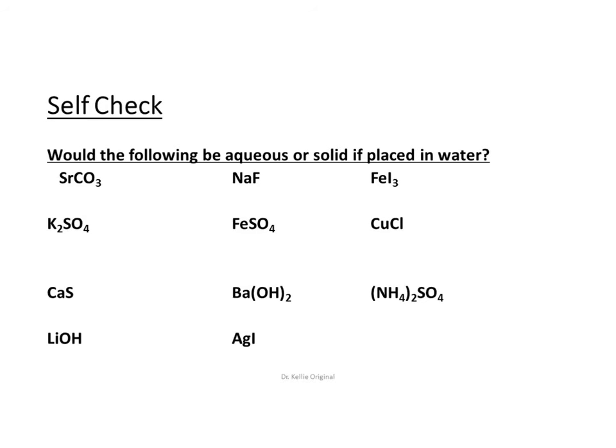First up, we have strontium carbonate. We have a rule that says anything that contains a carbonate is insoluble. However, is strontium an exception to that rule? No, it's not. So carbonate will not dissolve in water. It will be insoluble. Next we have potassium sulfate. We have a group 1A element. Anytime we have a group 1A element, our compound is soluble, regardless of what it's bonded to. So it will dissolve in water.